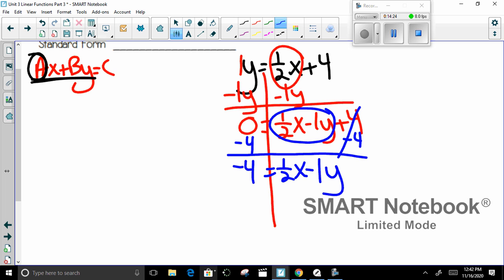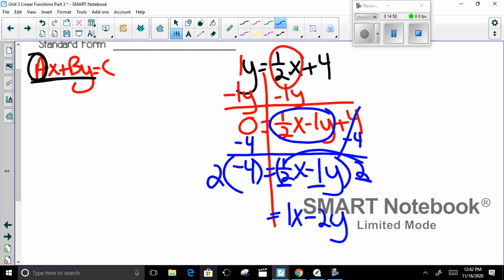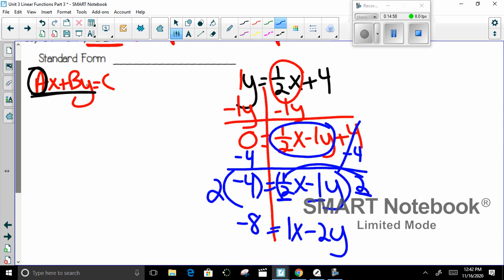All right, now the biggest, most important thing is that your a value is positive, and it is. But my only issue is I can't have fractions or decimals. Well, I have a fraction here, and I can't. You multiply everything by whatever the denominator is, both sides. So if I multiply 1/2 times 2, I just get 1x, so I got rid of the fraction. Negative 1 times 2, I get negative 2y. And if I multiply this side by 2, because whatever you do to one side, you have to do the other, because an equation stays balanced, I would get negative 8. So my standard form for that one is 1x minus 2y equals negative 8.